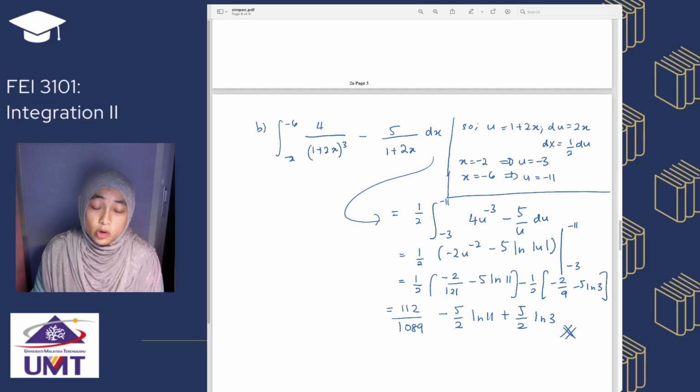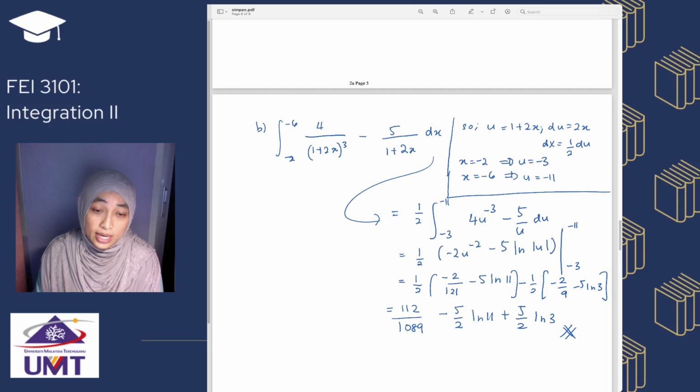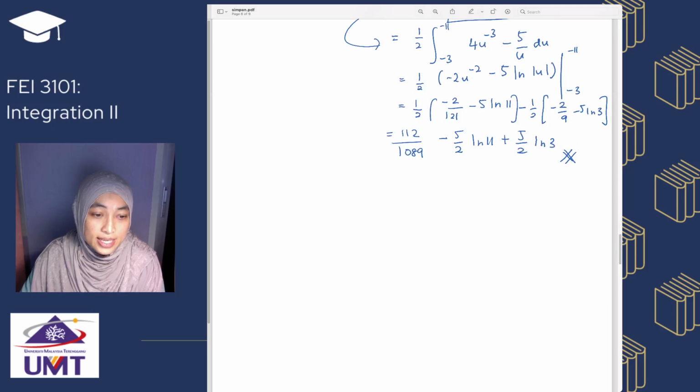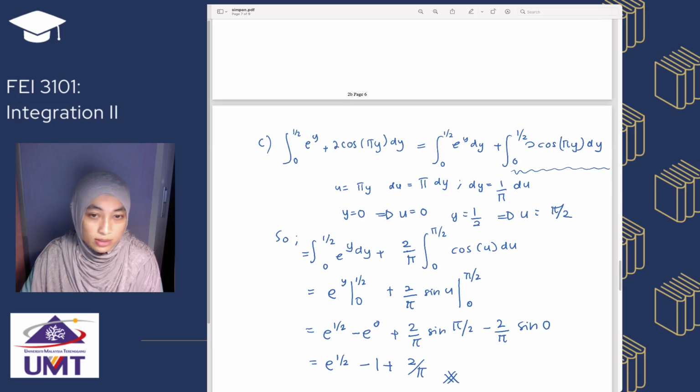Then complete the integration as usual, and you'll get half times [-1/2 u to the power of -2 minus 5 ln u], where the range is -3 to -11. Then put all the range inside the equation, and at the end of the day you'll get 112 divided by 1089 minus 5 over 2 ln 11 plus 5 over 2 ln 3. Okay, students? Alright.